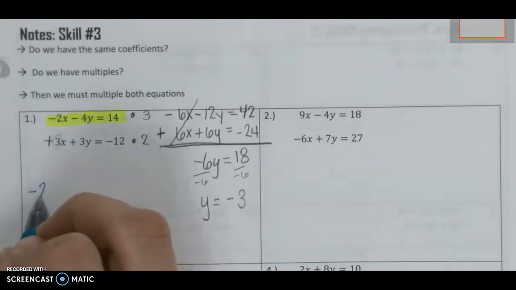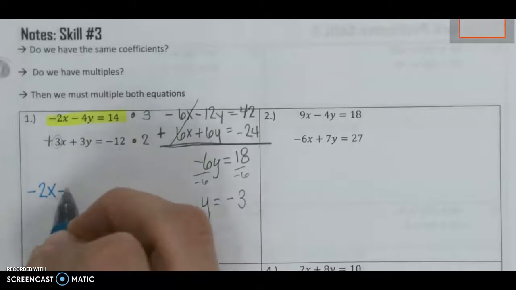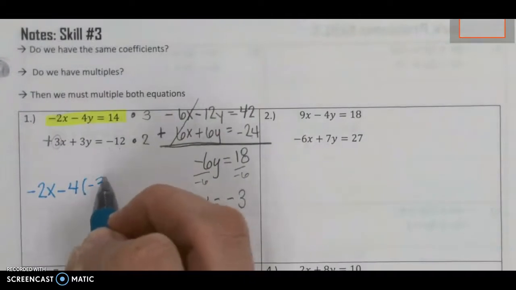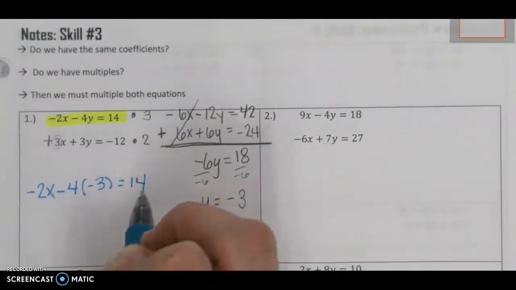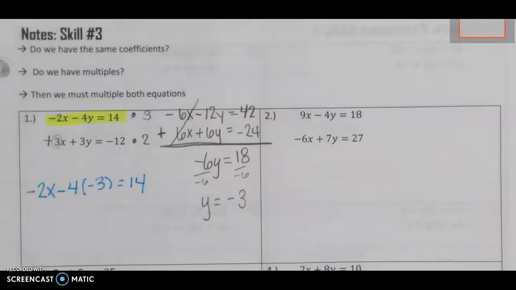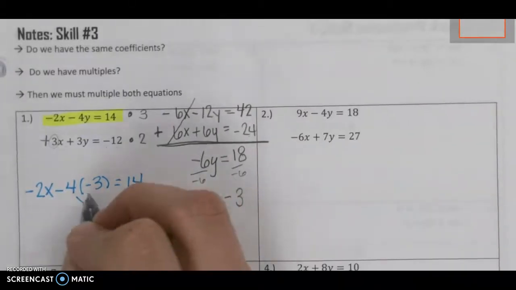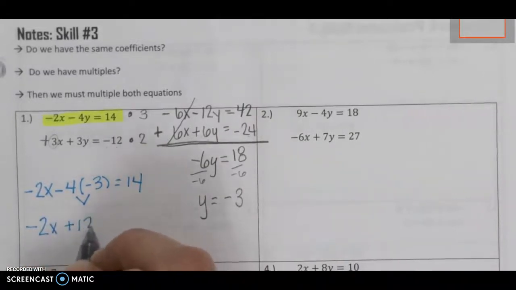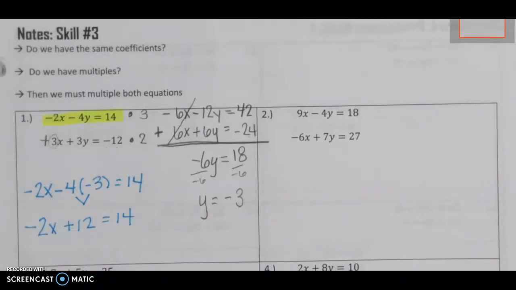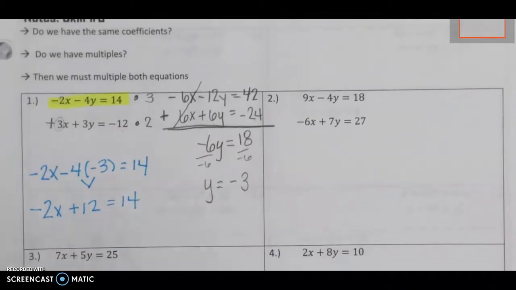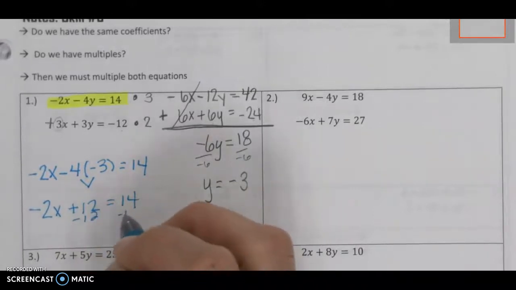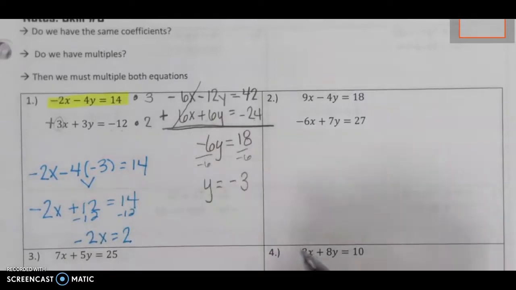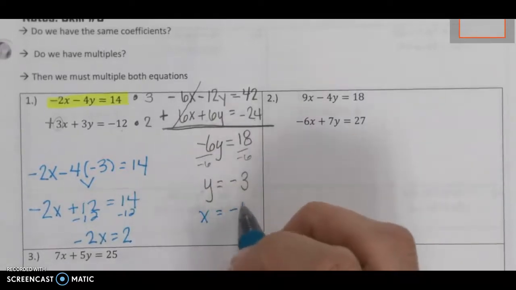So -2x minus 4 times -3 equals 14. Multiply here to get a positive 12. Subtract my 12. -2x equals 2. So my x value is -1.